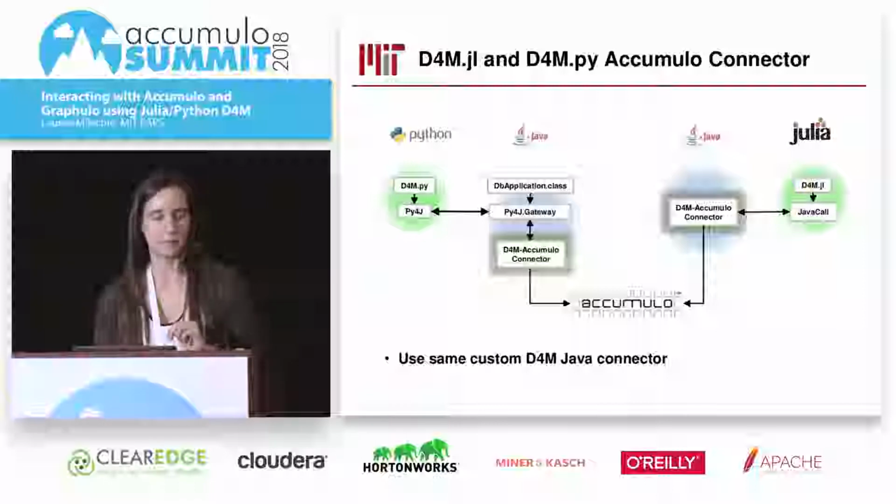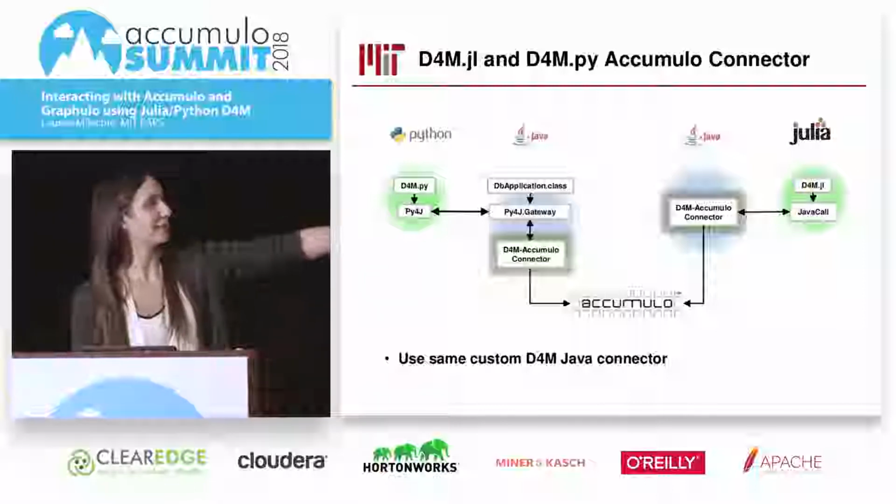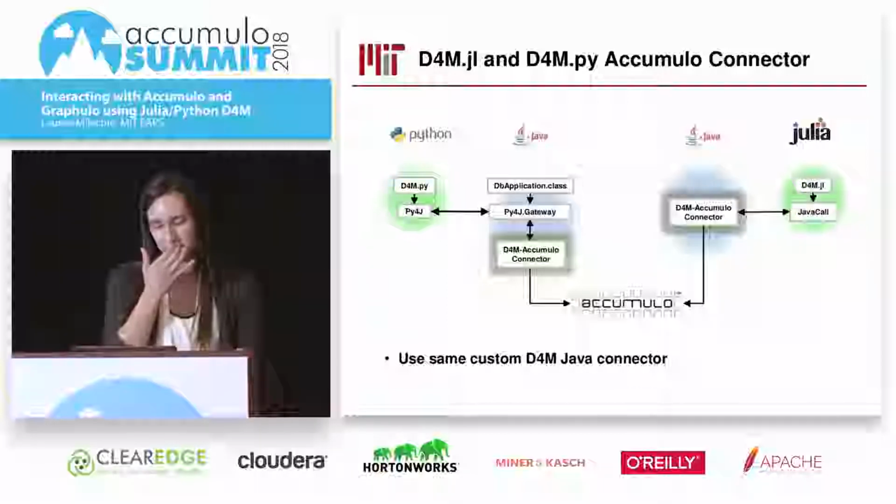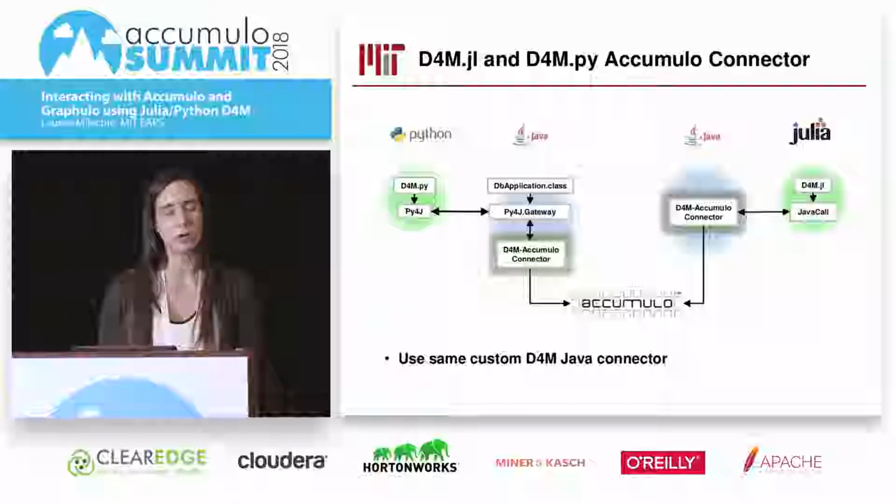Okay, so this is where I usually like to walk over and point at things, but I'll use the mouse. So with Julia, basically what we have here is this Accumulo connector that's written in Java. It's the same one that's used for the MATLAB implementation. And what Julia does, Julia uses the Java call package, which will spin up the JVM with the Accumulo connector on its class path. So it's pretty straightforward and pretty simple to do.